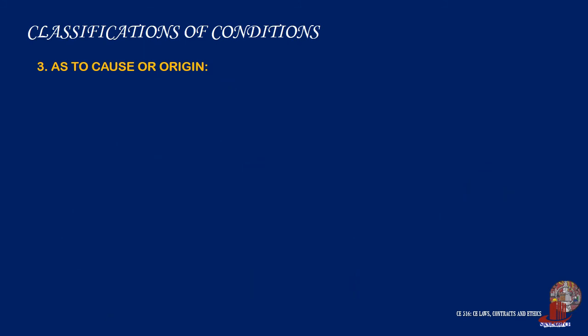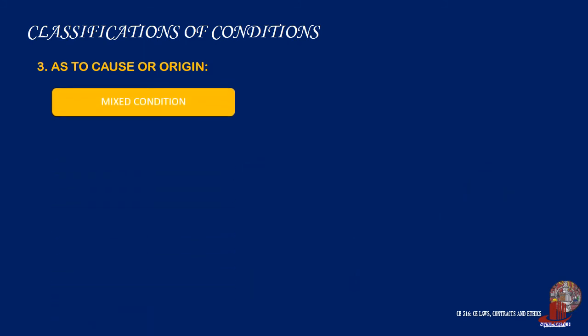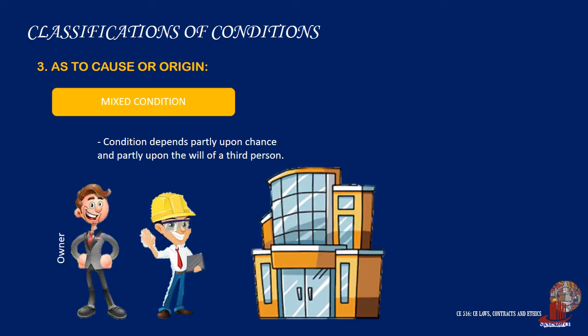The last kind of condition according to cause or origin is mixed condition. The obligation is valid if the suspensive condition depends partly upon chance and partly upon the will of a third person. From our same example, a building contractor obliges himself in favor of the owner to repair at the contractor's expense any damage to the building taking place after an earthquake, if it is found by a panel of arbitrators that construction defects contribute in any way to the damage. Both the conditions must take place in order that the contractor's obligation will arise.